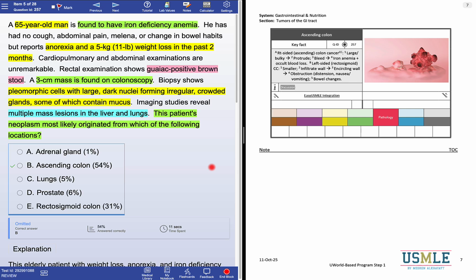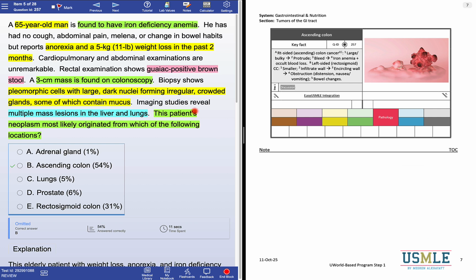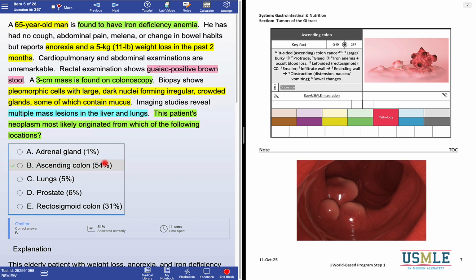The important thing in this scenario that will help in differentiating the site, first, is that we have a liver metastasis, and the lung, indicating multiple mass lesions. So most commonly, the origin of this mass is in the intestine. In the intestine, among these, we have the ascending colon and the rectosigmoid colon.